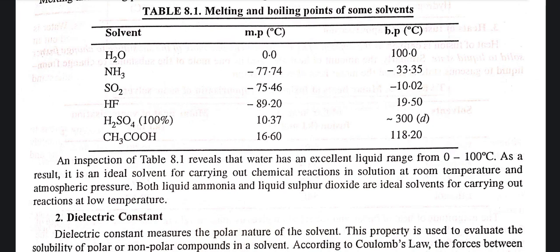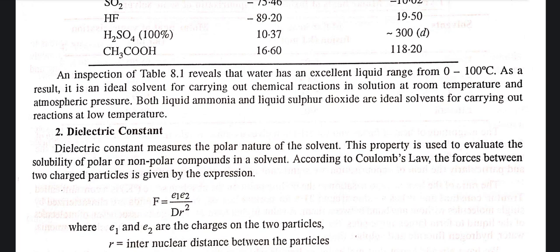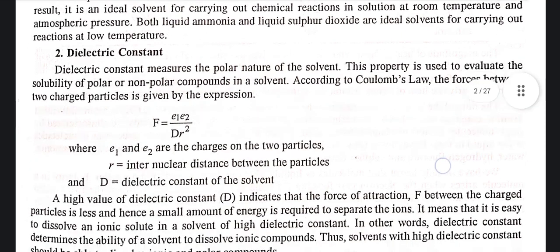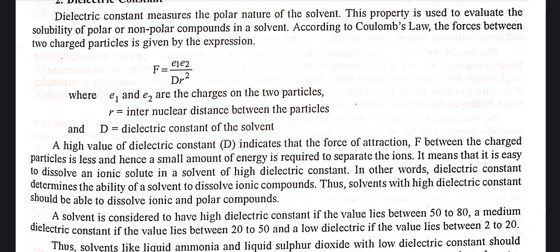Second, dielectric constant. Dielectric constant measures the polar nature of the solvent. This property is used to evaluate the solubility of polar or non-polar compounds in a solvent. According to Coulomb's law, the force between two charged particles is given by the expression F is equal to q1 q2 upon D r squared, where q1 and q2 are the charges on the two particles, r is equal to the internuclear distance between the particles, and D is equal to the dielectric constant of the solvent.